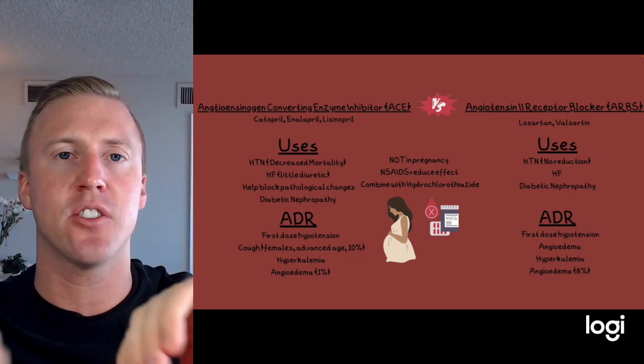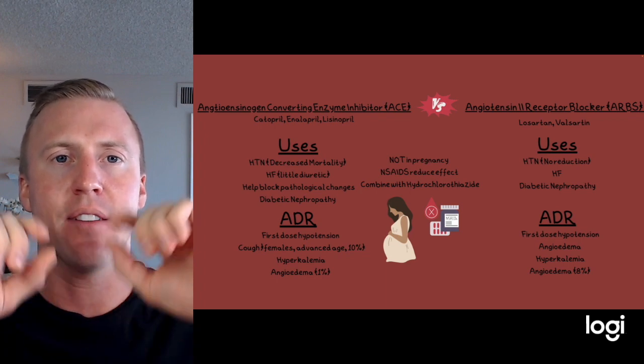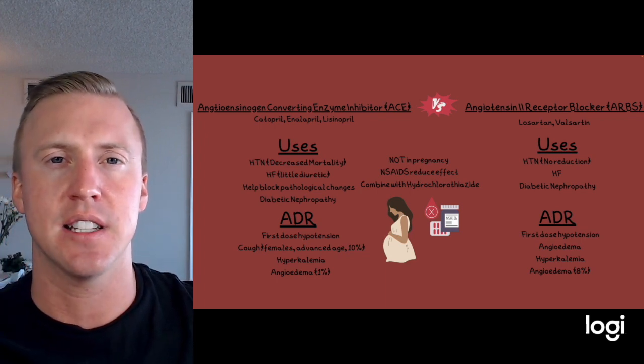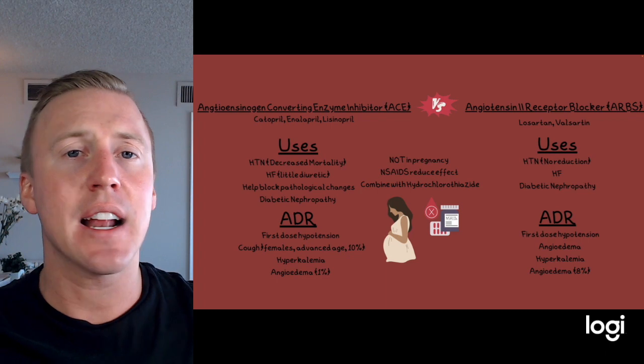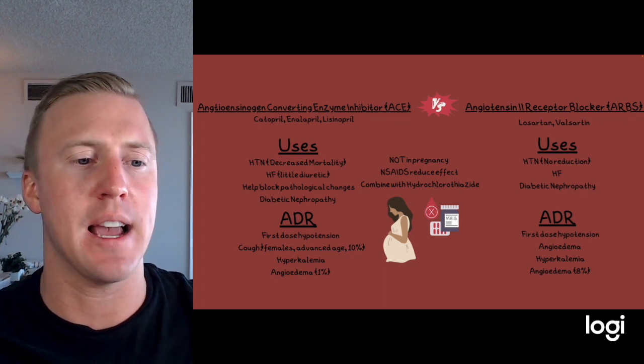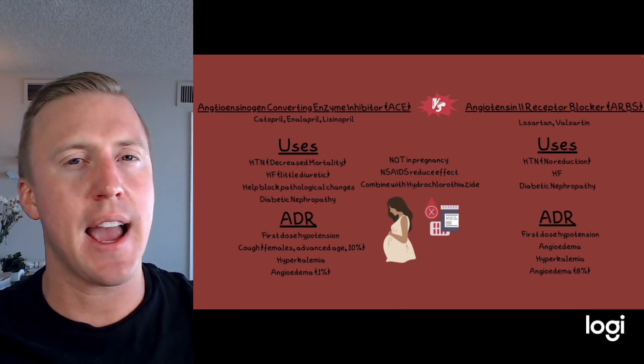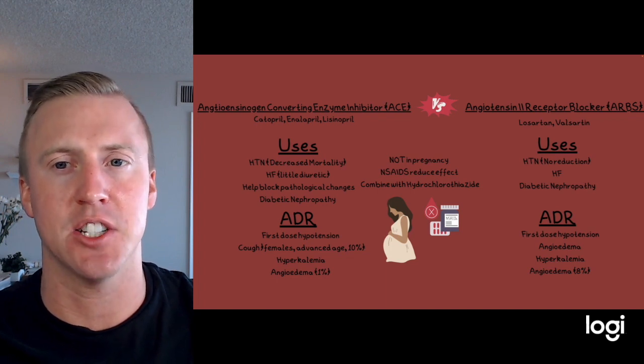That's because it will actually increase perfusion to the kidneys, which might give us a little bit of that diuretic effect with our ACE inhibitors. Outside of that, ACE inhibitors can be used for diabetic nephropathy. Now, some of the adverse reactions is the first dose hypotension.